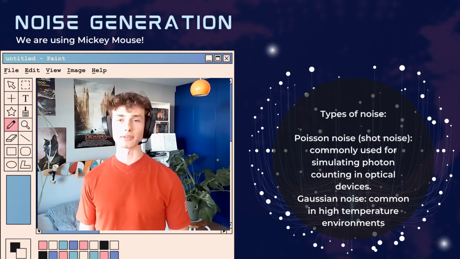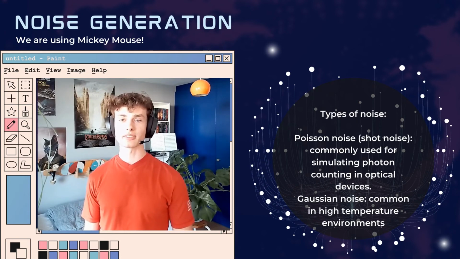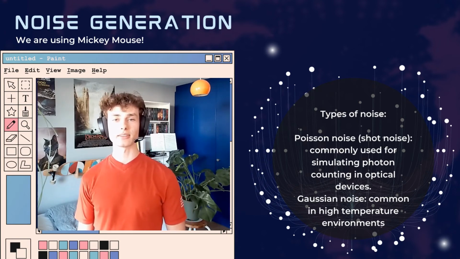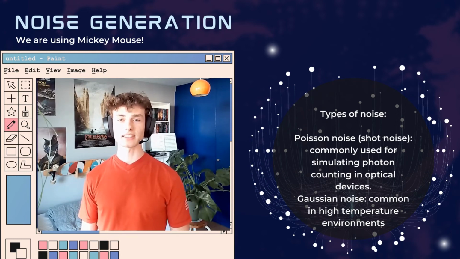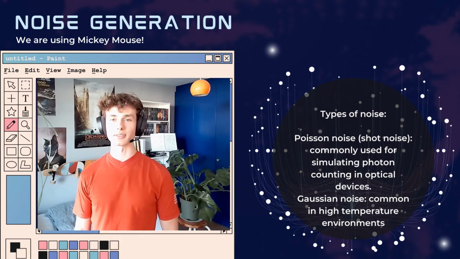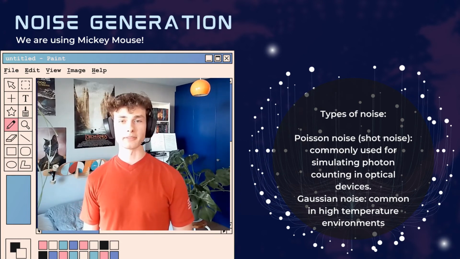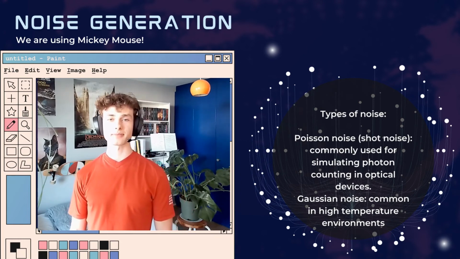First, we noise the single frames. This has two components. We apply Poisson noise, also known as shot noise. This type of noise is commonly used to simulate photon counting in optical devices. As Poisson noise is signal dependent, we can't simply increase the variance to make it stronger. To achieve this, we rescaled the images.